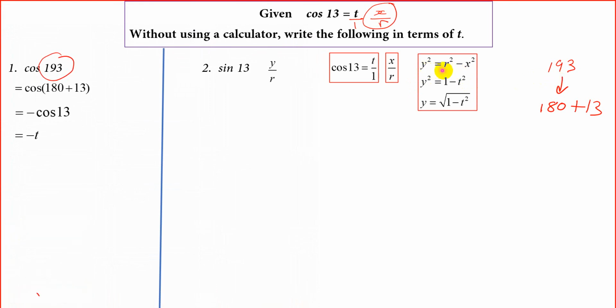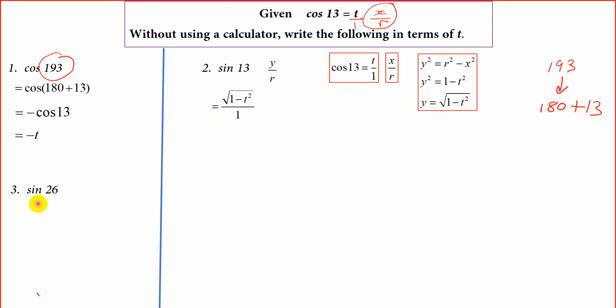So if y squared is equal to r squared minus x squared, the r value is 1, and the x value that we have is t. So we have 1 minus t squared. Then we find the square root, giving us y to be the root of 1 minus t squared. Remember, we are in the first quadrant, so the y value is positive. Now all we have to do is substitute. Since sine is y over r, we have root 1 minus t squared over 1, and we can simplify that to the root of 1 minus t squared.